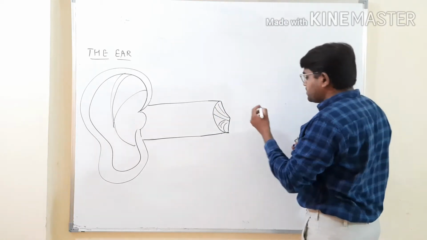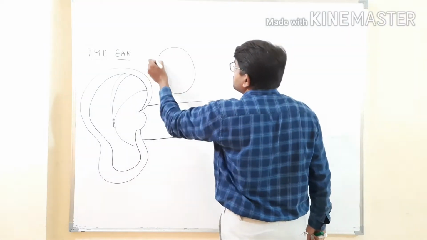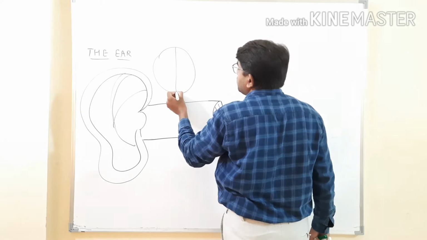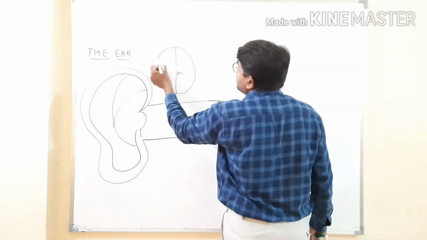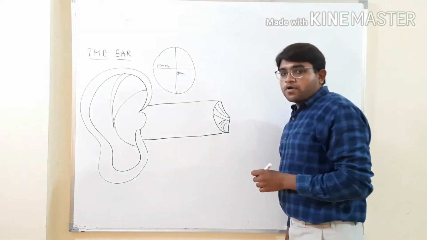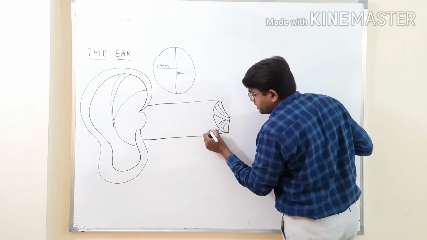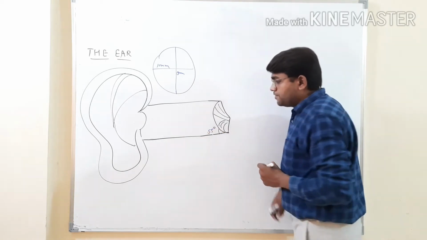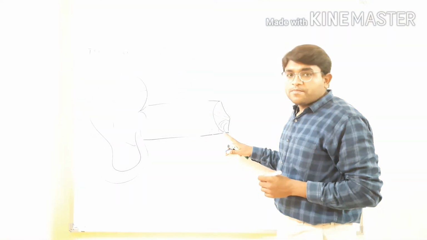So the tympanic membrane is about 9 millimeter long and 10 millimeter broad. It is forming a 55-degree angle with the floor of the external acoustic meatus.